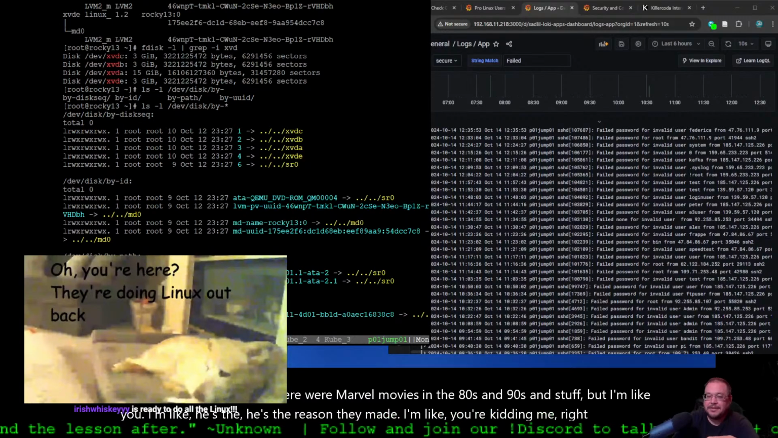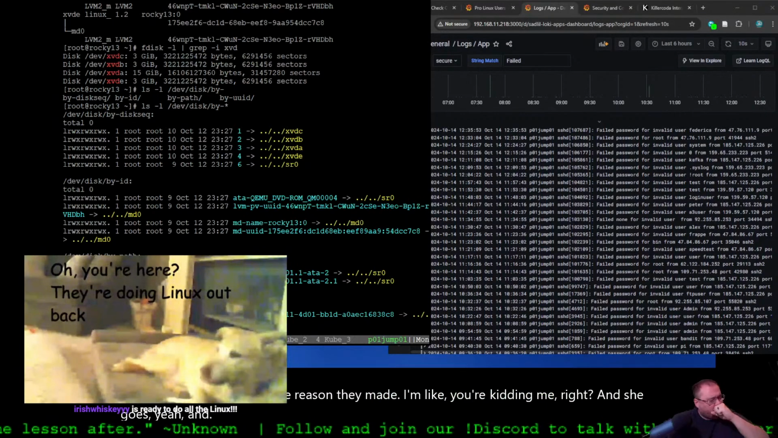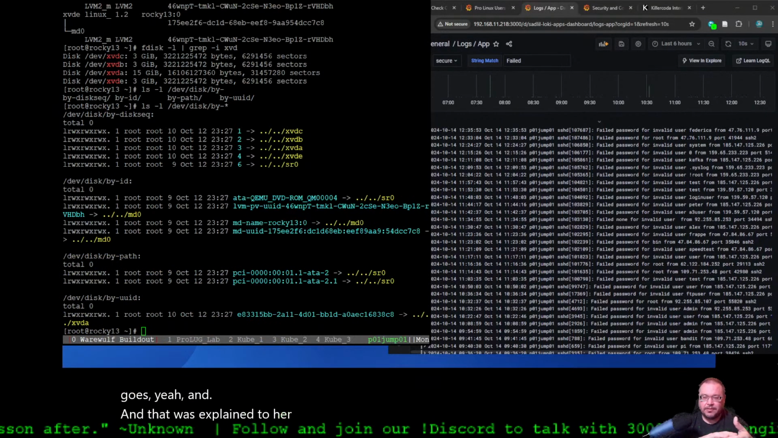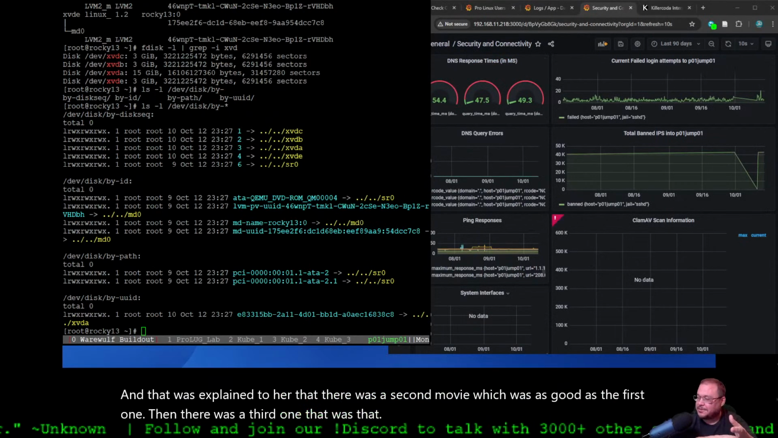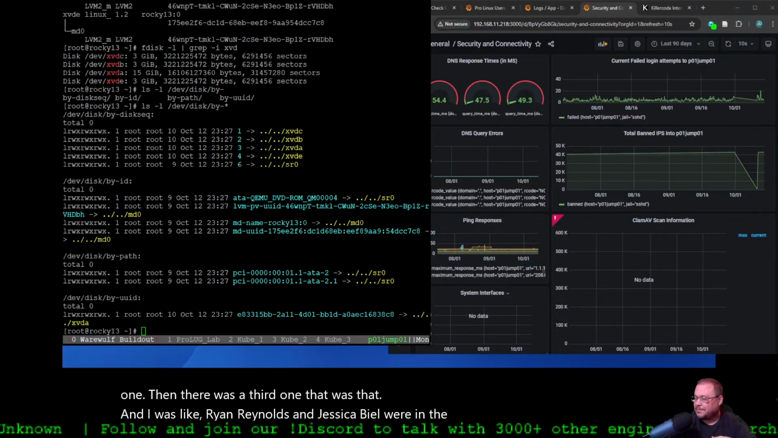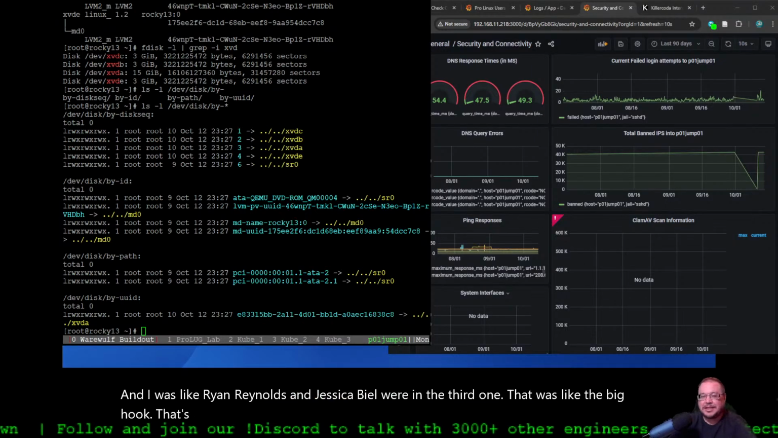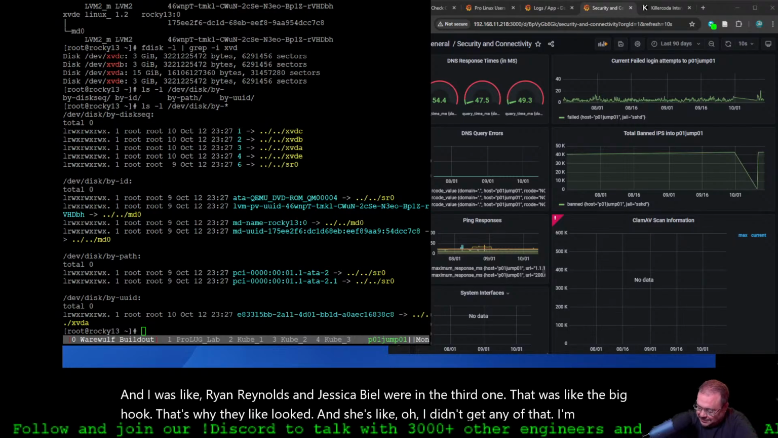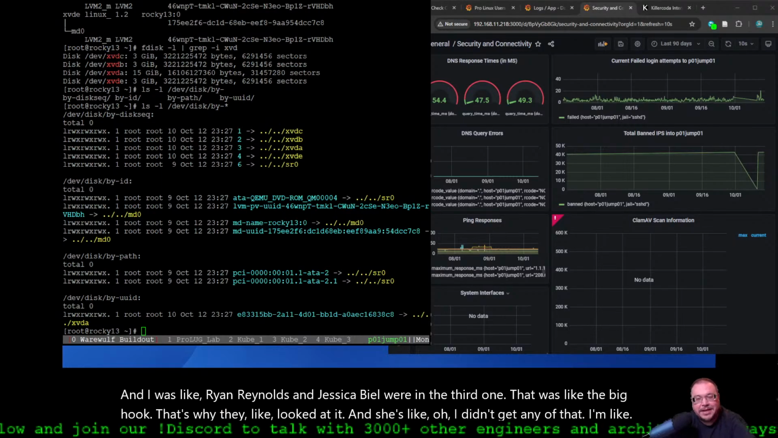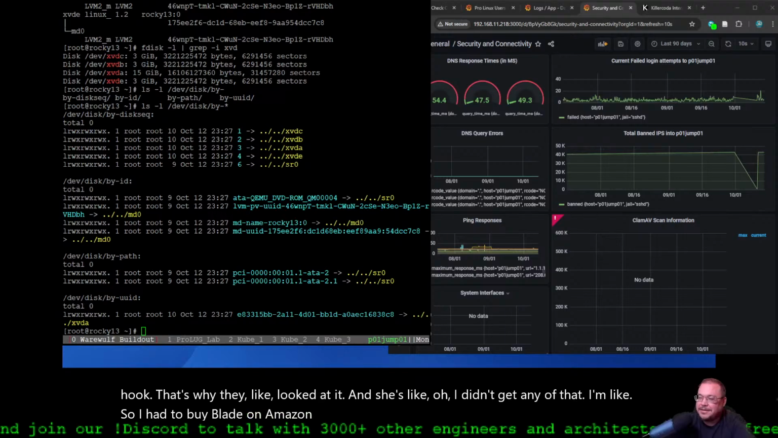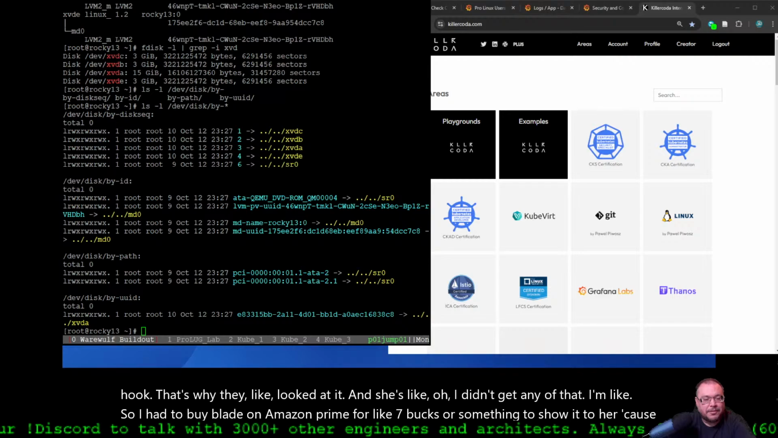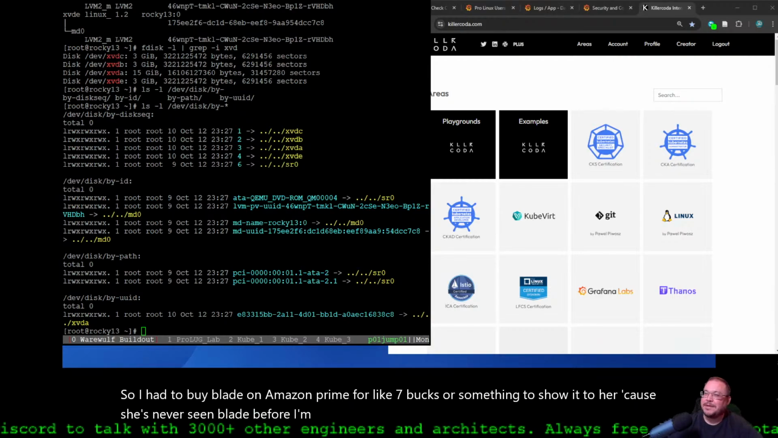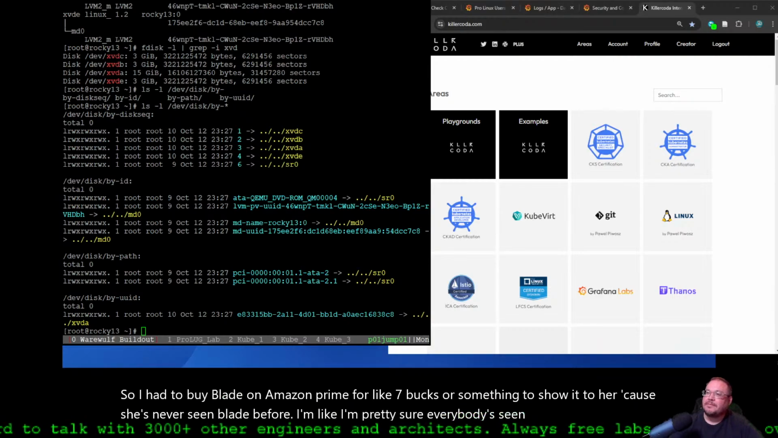And she goes, yeah. And I explained to her that there was a second movie which was as good as the first one, then there was a third one, but I was like, Ryan Reynolds and Jessica Biel were in the third one. That was like the big hook. That's why they looked at each other. And she's like, oh, I didn't get any of that. So I had to buy Blade on Amazon Prime for like $7 or something to show it to her because she's never seen Blade before. I'm pretty sure everybody's seen Blade, but my wife had not.